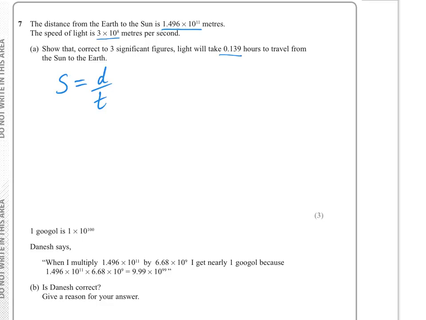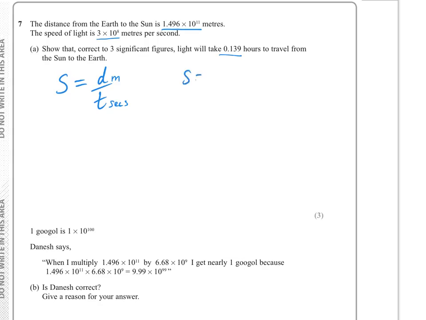So we know this distance here is in metres and the speed is in metres per second, and we want to see that light will take 0.139 hours. Okay, so we've got to do a little bit of a conversion. So let's rearrange this formula.